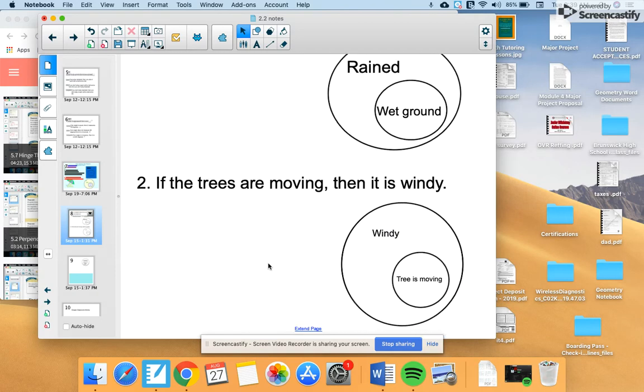So go ahead and fill in the next one. The hypothesis is the trees are moving, so that's going to go in the small circle. And it is windy is our conclusion, so that's going to go in the outer circle.